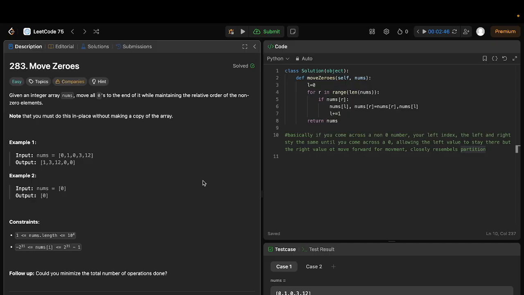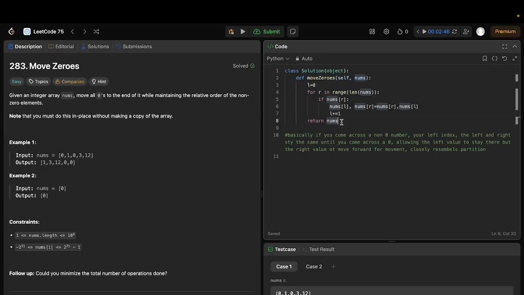So now on with the code. We say, okay, left is equal to 0. Think of this like a left pointer, but it's just left equals 0. Then for R in range length nums, if nums at R is a non-zero number, so if we come across a 1, 2, 3, 4, whatever, then nums at L and nums at R just swap. Then we increase where the left side goes to, and then we return nums.